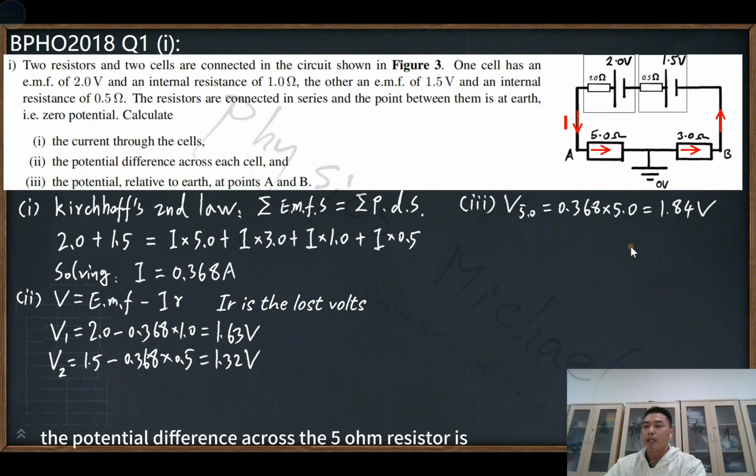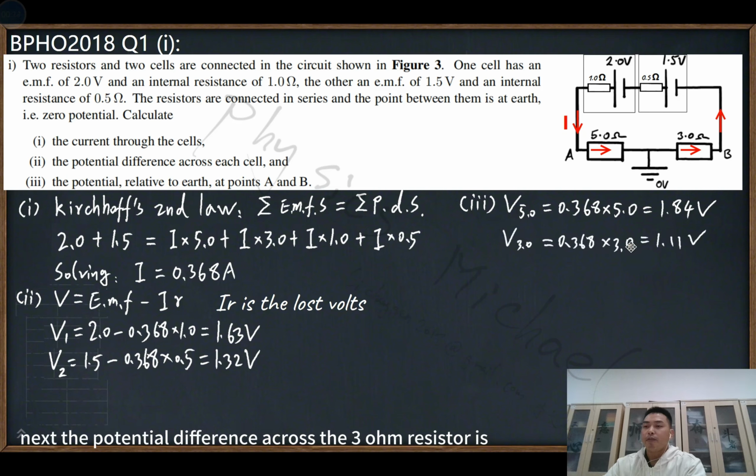First, the potential difference across the 5 ohm resistor is 0.368 amperes multiplied by 5 ohms, which equals 1.84 volts. Next, the potential difference across the 3 ohm resistor is 0.368 amperes multiplied by 3 ohms, which equals 1.11 volts. The point between the two resistors is connected to Earth, meaning it is 0 volts.